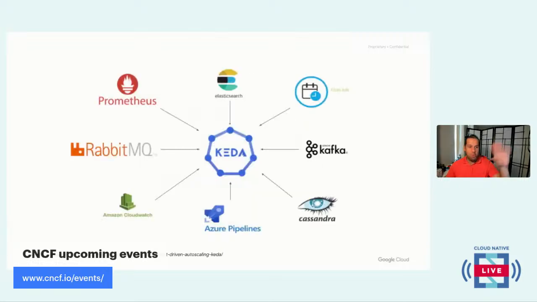And this is by no means an exhaustive list of all the things that KEDA can use to scale out, but this is to give you an idea of what kind of metrics it utilizes to determine, oh, I need to tell the horizontal pod autoscaler to start scaling out. These are some of the sources that it considers.